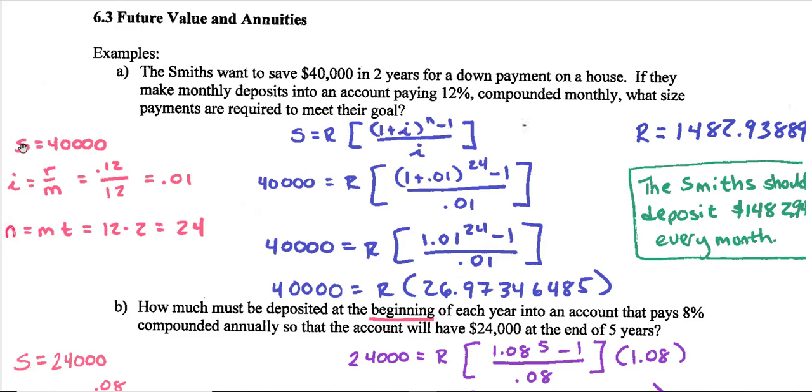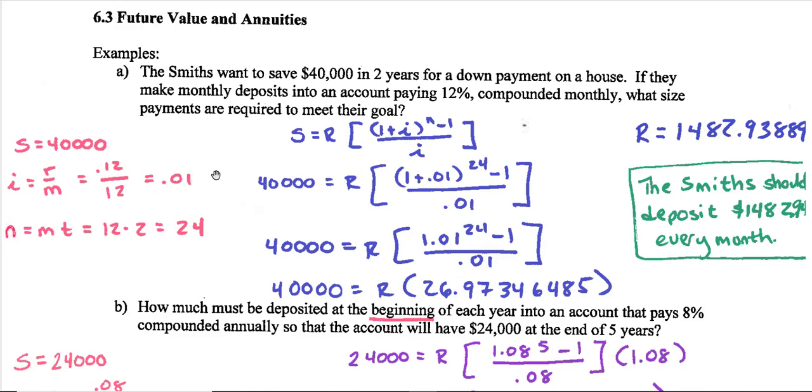So over here, what is S? What is the future value? They want $40,000. Well, what is I? I is your interest rate divided by M, the number of compounds. Your interest rate, 12%, is 0.12. Your compounded monthly, so that's 12, and 0.12 divided by 12 is 0.01. And then N, which is M times T, is your number of compounds, 12, times number of years, 2, is 24. So R is what we're looking for.